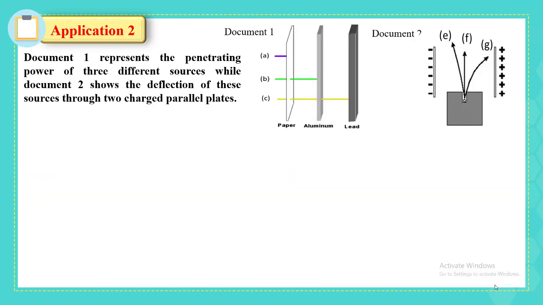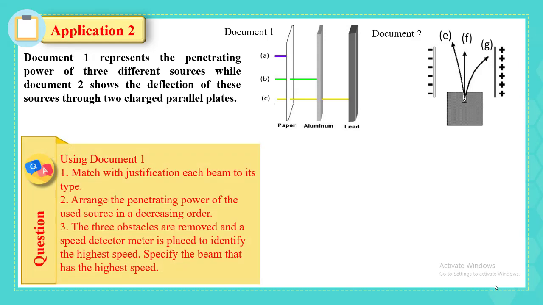Now we solve application 2. This exercise was homework in worksheet 2. Document 1 represents the penetrating power of 3 different sources, while document 2 shows the deflection of these sources through 2 charged parallel plates. In the first question, we have to match with the justification each beam to its type using document 1.